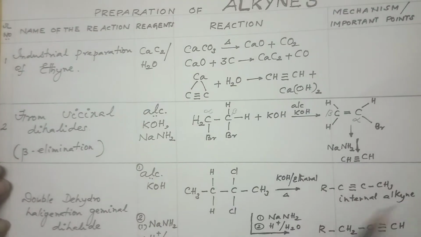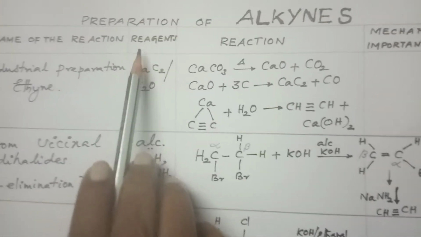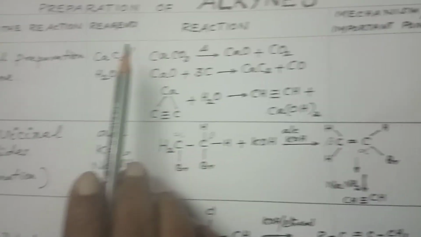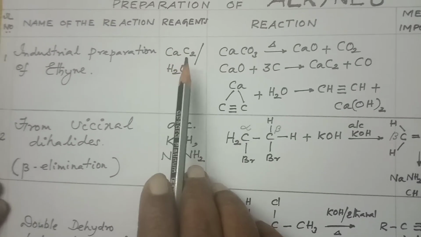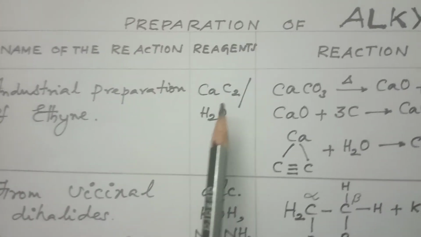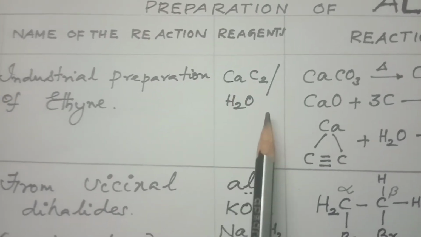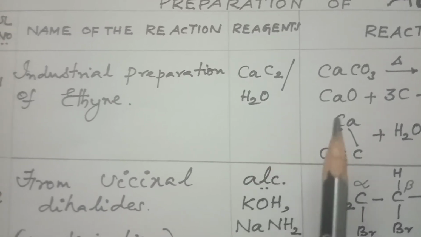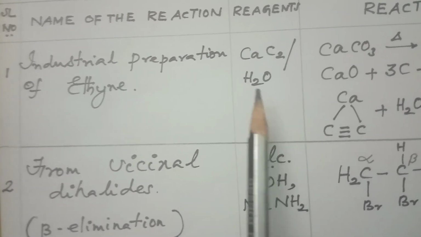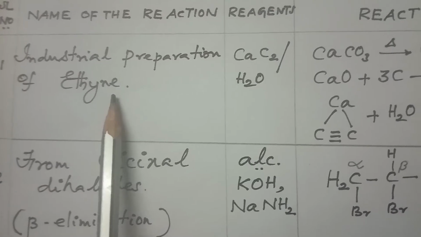As I already told, prepare the tabulation with the serial number, name of the reaction, reagents, reaction example, and other important points. I already instructed you to start with the reagents. The first reagent is calcium carbide in the presence of water. This is the one and only reaction in the hydrocarbon lesson that is the preparation of alkyne by hydrolysis of calcium carbide. That is the industrial preparation of alkyne, that is ethyne.